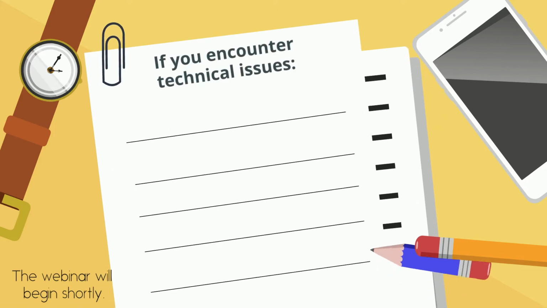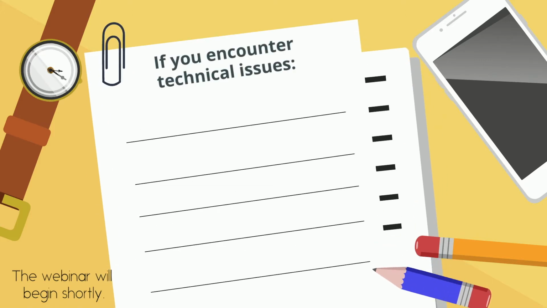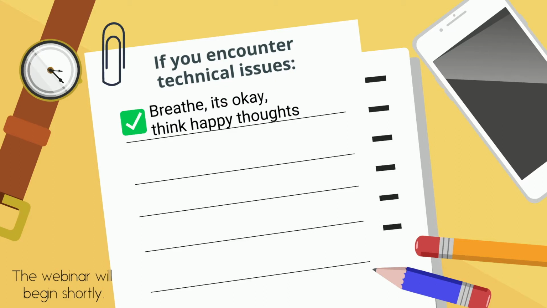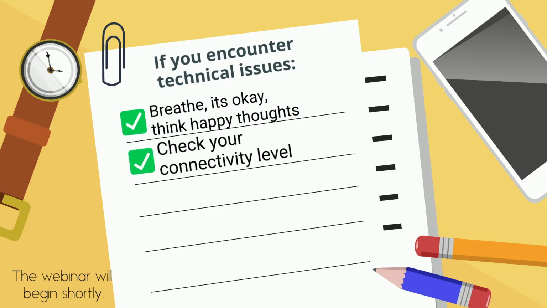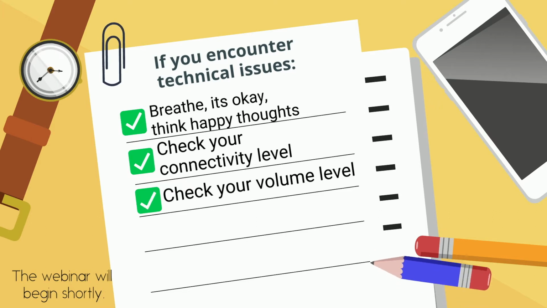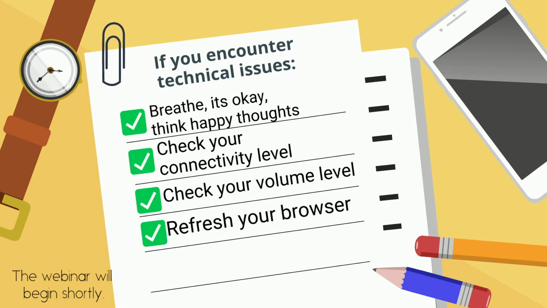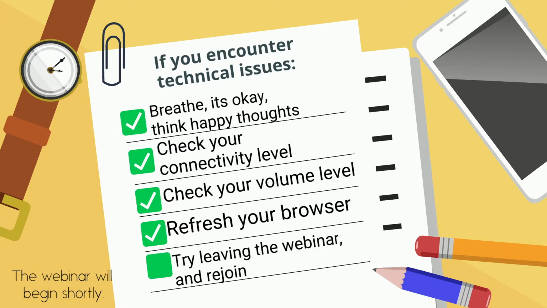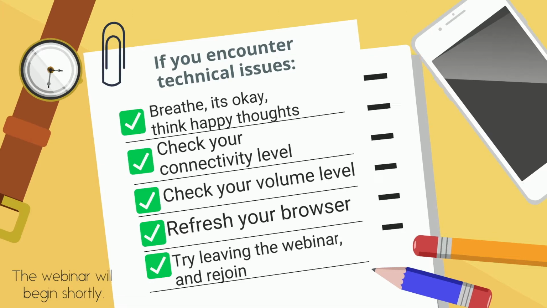If you encounter technical issues during the webinar, such as not being able to see the presentation or you cannot hear the presenters, try doing the following. Breathe. It's okay. Think happy thoughts. Check your connectivity level. Are you still connected to the internet? How many bars do you have in your Wi-Fi signal? Check your volume level. Is your volume turned up? Do not unmute yourself. Just check to make sure your volume is on and it's turned up. Refresh your browser. Sometimes your browser just needs to reset. Don't we all? Try leaving the webinar and rejoining us.